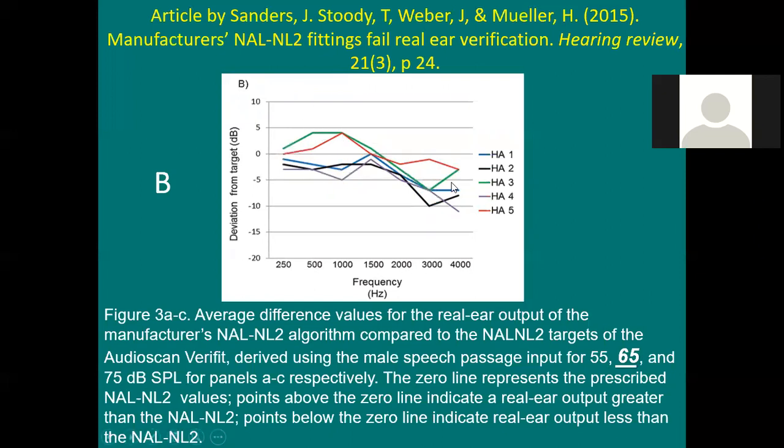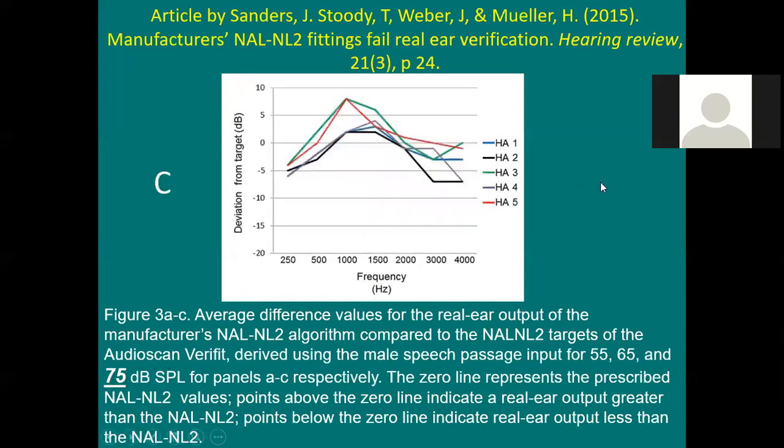And in the highs, once again, they're below, especially the green. And then the other ones, the black, the blue, and the purple, they're all kind of still below. Their versions of NAL 2 are all still below the version of NAL 2 on the real ear system. Okay? But here you got a little bit that's doing more. Now let's look at 75 dB SPL inputs.